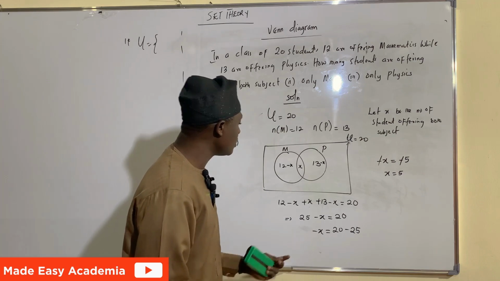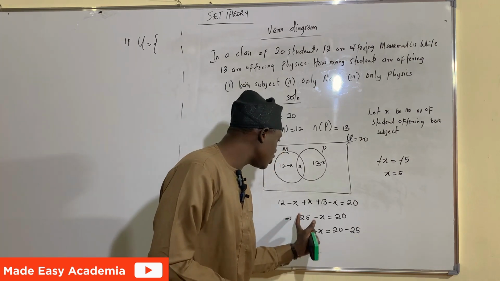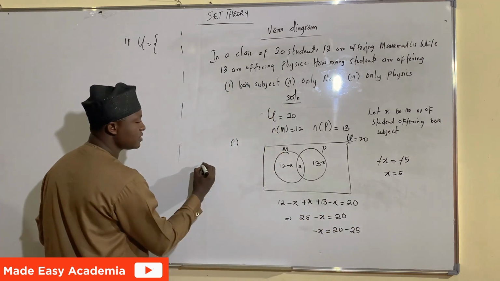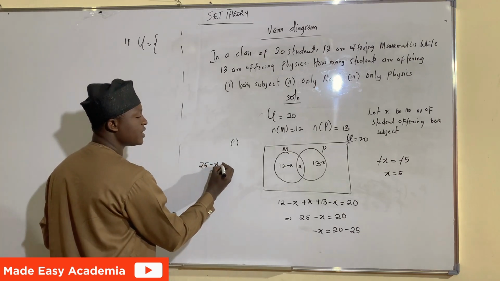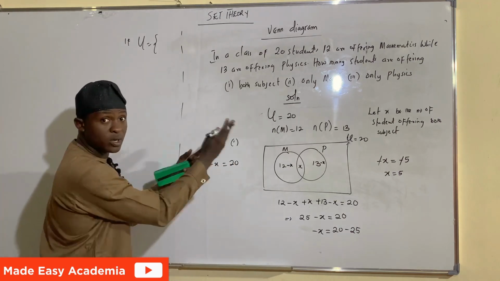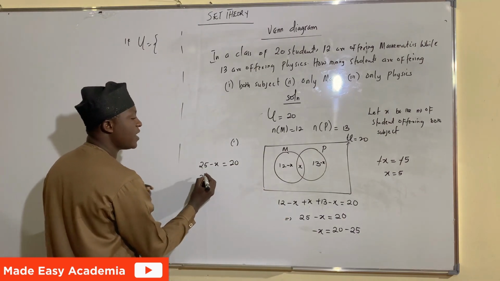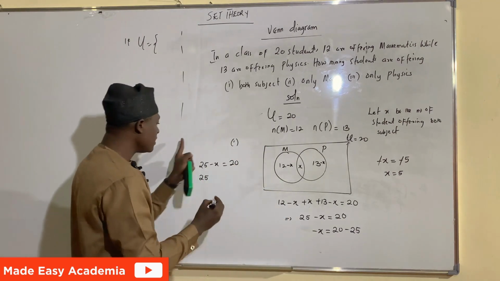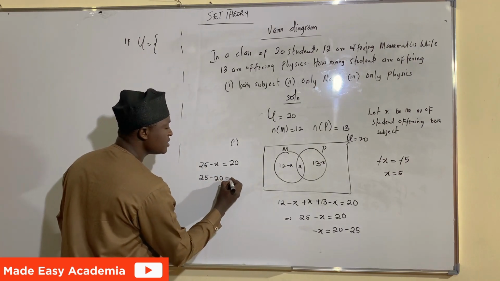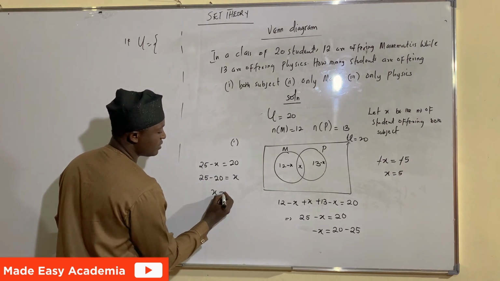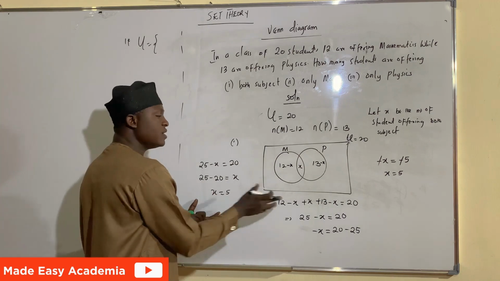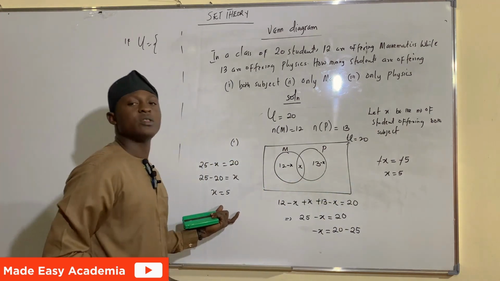If you don't want to use that method, instead of bringing 25 to this side, you can just come here by saying we have 25 minus X is equal to 20. So that number can come here, and that one can go there. That way we have 25 minus 20 is equal to x, meaning we are going to have x is equal to 5.